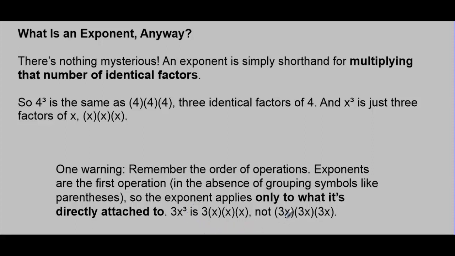But 3x times 3x times 3x isn't the same. So if we wanted 3x times 3x times 3x, we would in fact write (3x) in brackets to the exponent 3. Now this exponent is attached not only to the x, but also the 3. So that entire thing would be multiplied by itself 3 times.